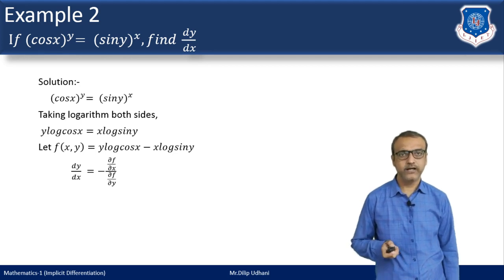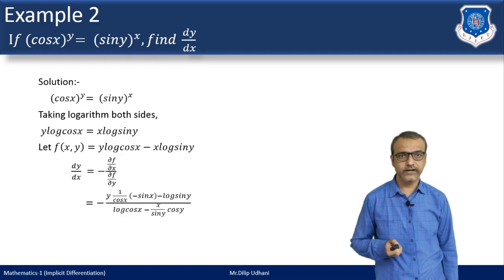Okay. Now first of all we will find out del f by del x. So partial derivative of a function of xy with respect to x. So we have to keep y constant. Now you can see that y will be constant.